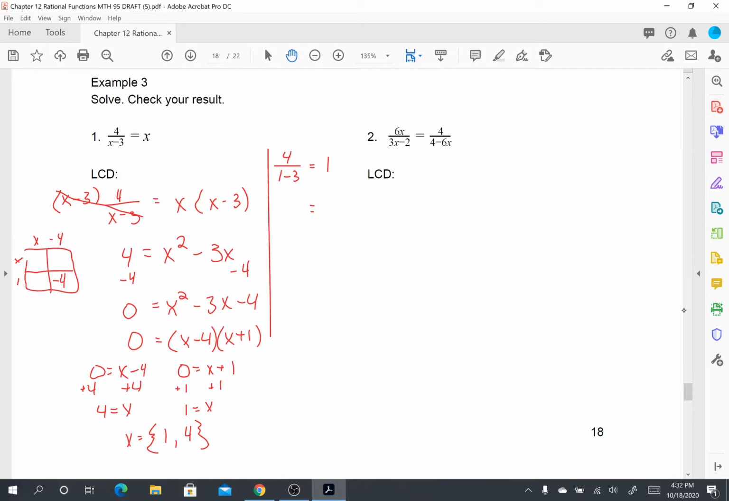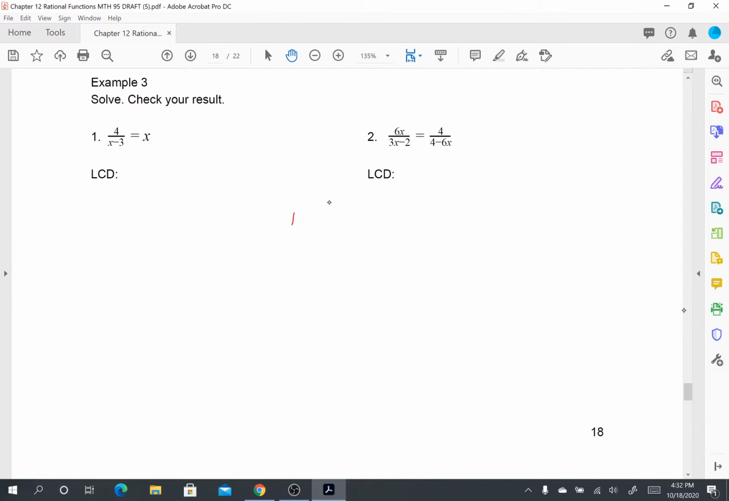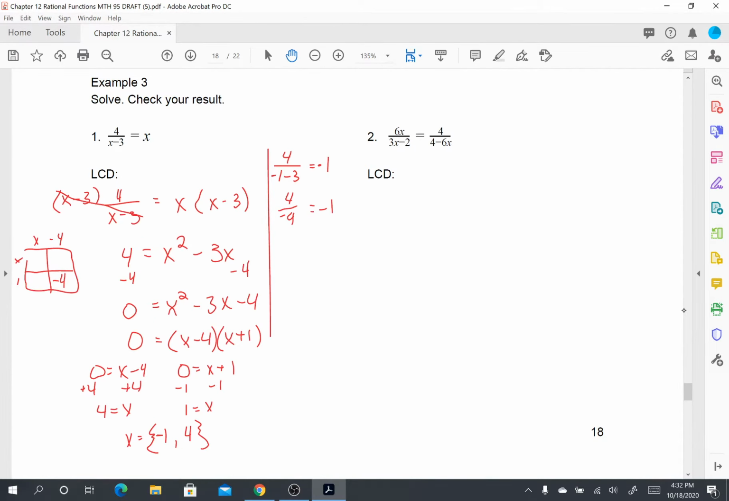Well, I would hope, if I did things right. I needed to add 1 to both sides down here. I needed to subtract 1 from both sides down here. So I'm going to check -1. Putting -1 in, I want to see if 4 over -1 minus 3 equals -1. And that would give us 4 over -4. Does that equal -1? Yep, -1 equals -1.